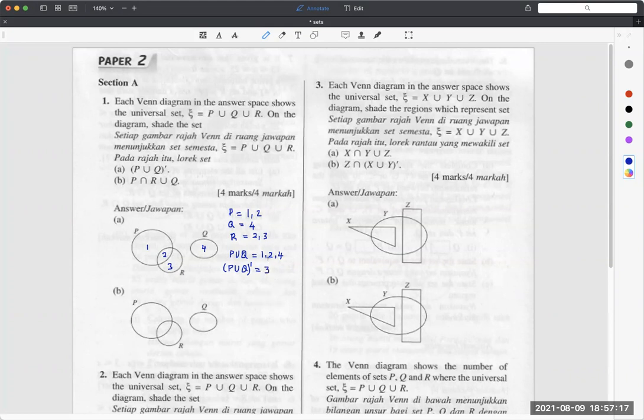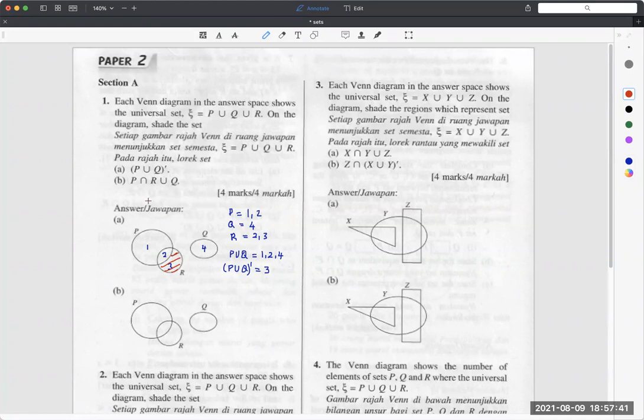So now we have already got our answer, right? The area is labeled 3. We go back to the diagram and we shade the area. The area is here. Shade where we have 3. That's it, so that's the answer.